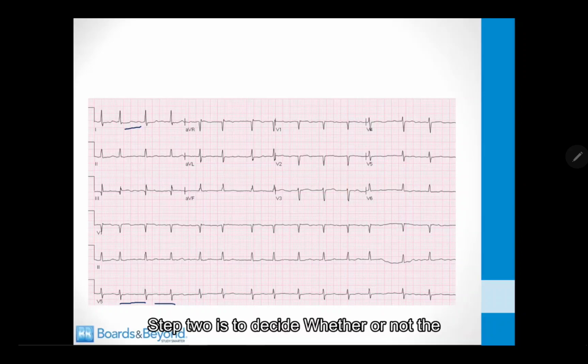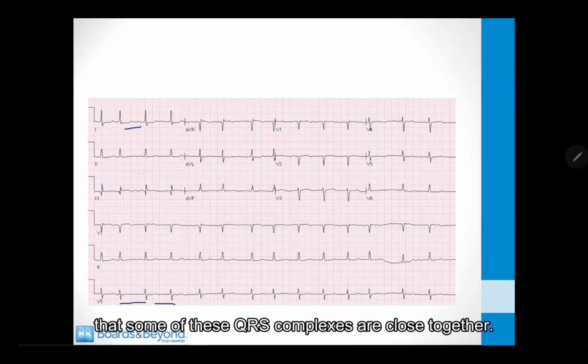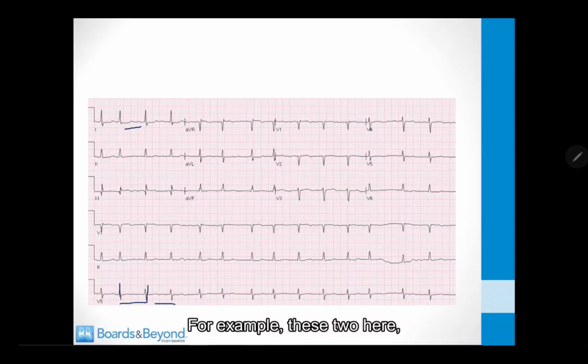Step 2 is to decide whether or not the rhythm is regular or irregular. And hopefully you can recognize that some of these QRS complexes are close together. For example, these two here. Others are further apart, like these two here. And others are somewhere in the middle, like these two here. So what we have is an irregular rhythm with an absence of P waves.